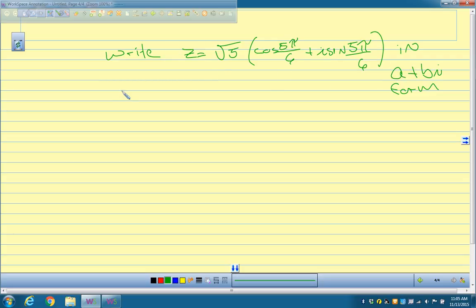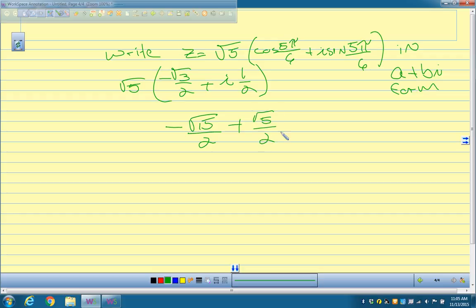Could you do that? What's the cosine of 5 pi over 6? Very good. Negative root of 3 over 2 plus i, what's the sine of 5 pi over 6? Positive 1/2. And then I could distribute through. So root of 5 times negative root of 3 is negative square root of 15, divided by 2, plus root of 5 over 2 i. And that's how you would write that in complex form, or in a plus bi algebra.